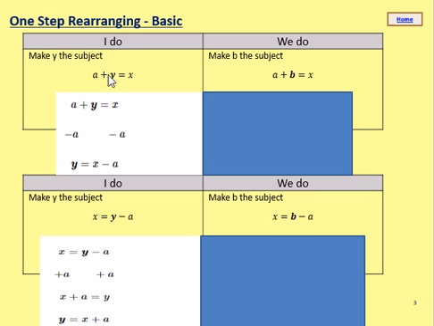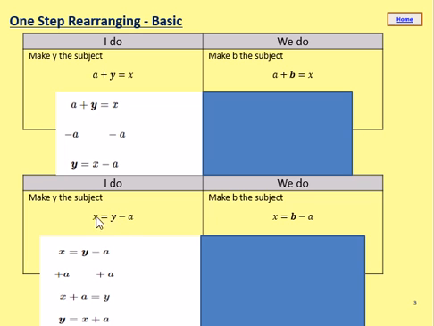So look at this side, a plus y. I want to get rid of that a because I want y on its own. So I'm going to take away a from this side. But because it equals this, I also need to do the same thing to the other side, just to make sure both sides of the equals stay balanced. So taking a away from this side means I get just y, and taking a away from this side means I get x take away a.